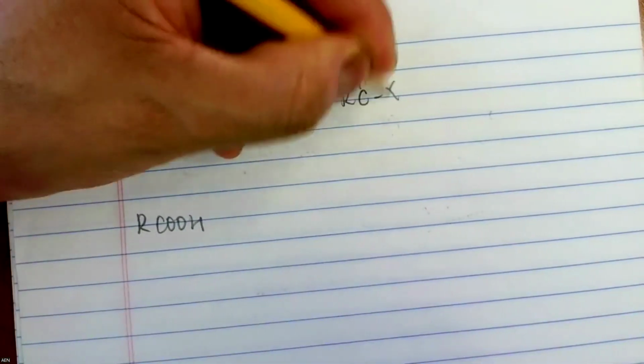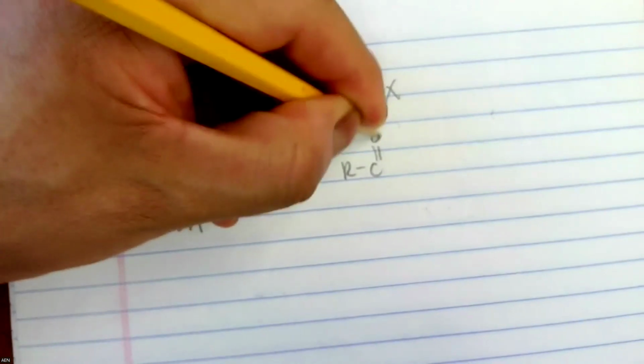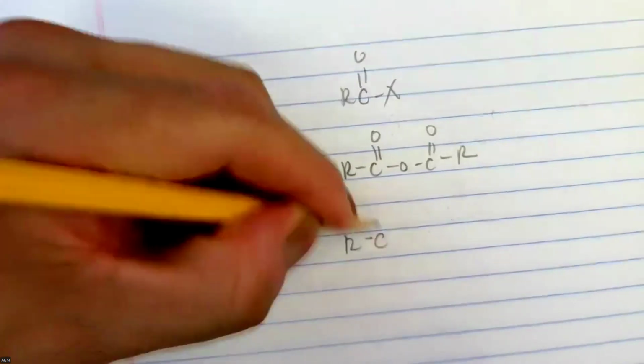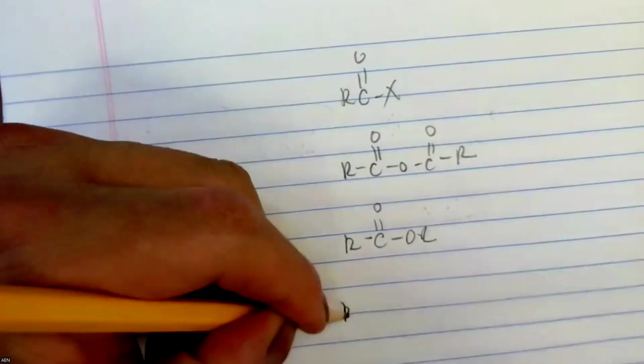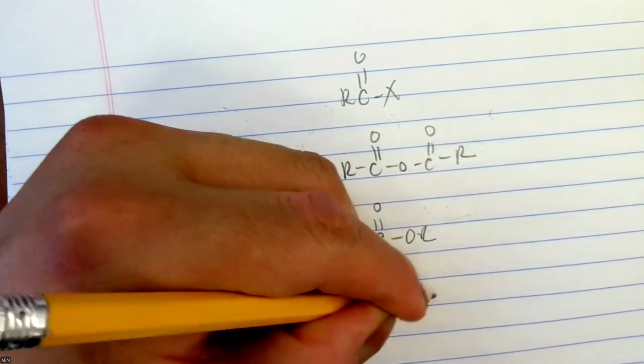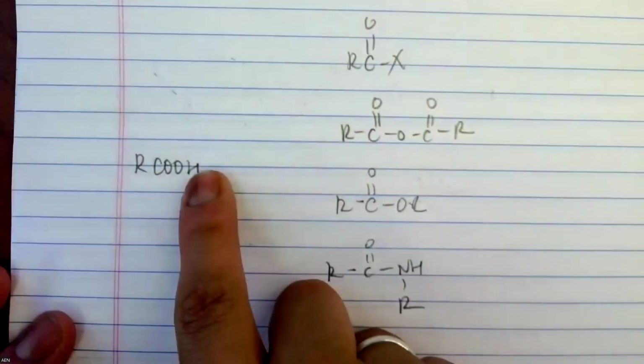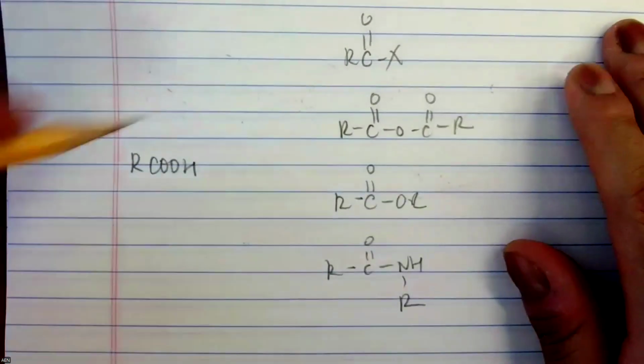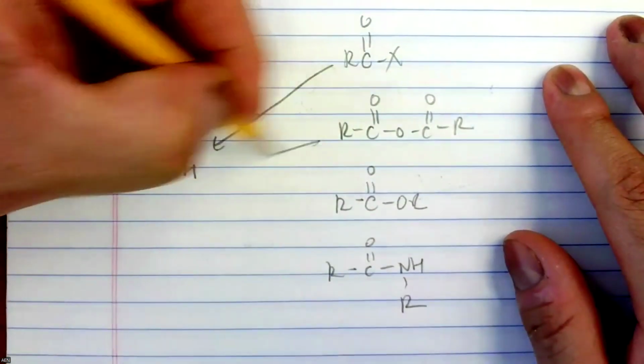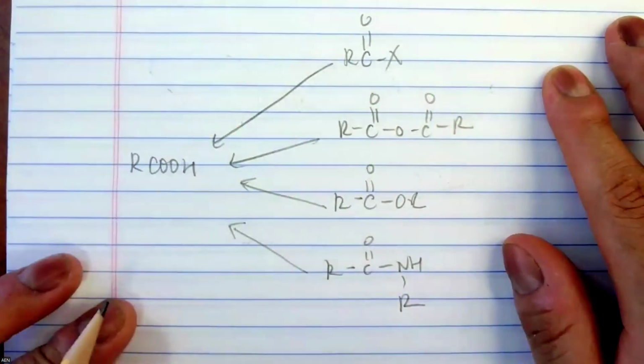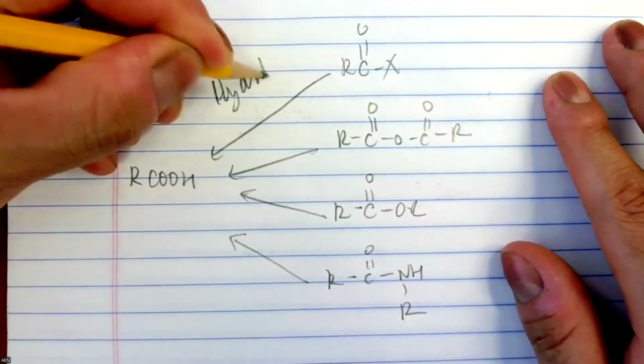Okay, so we say that carboxylic acid, right, is the mother of all those compounds: the halides, the anhydride, the esters, and the amides, right? So those are the four groups. So the carboxylic acid is the mother of those, right? But these guys can also go back to the carboxylic acid by doing hydrolysis.